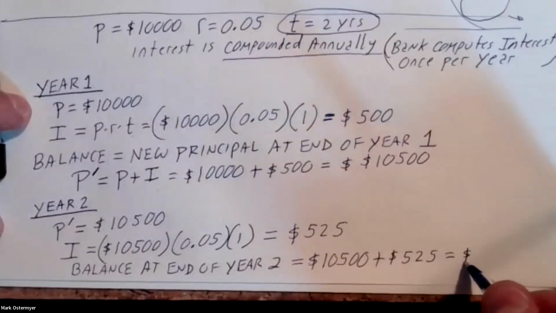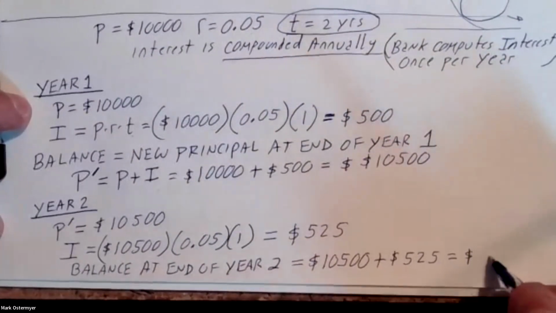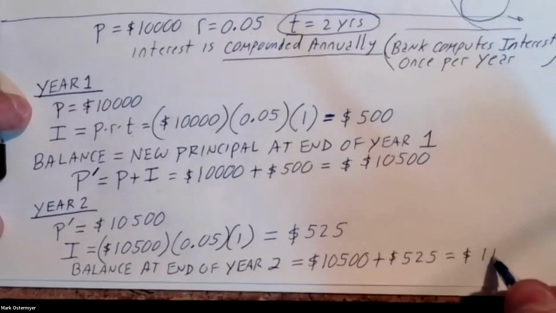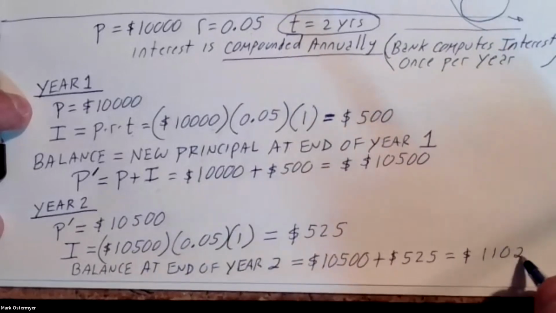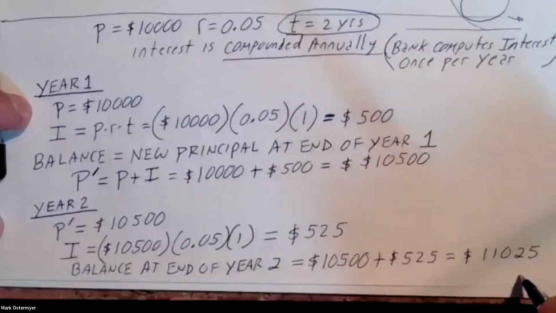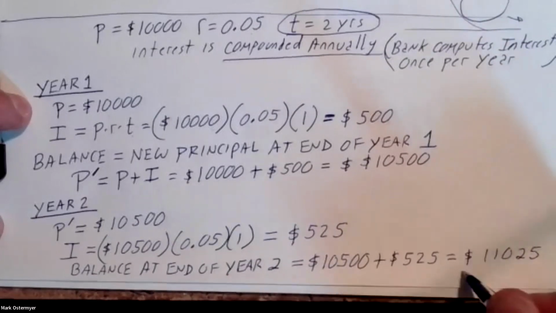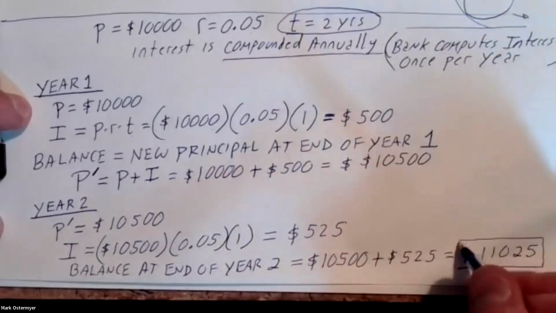How much money is going to be in our account after 2 years now? Just add these together, and what do we get? We get, what is it? $11,025. Is that correct? $11,025. I think I did that correctly. That looks good. Okay. Is that right? Yes, it's correct. So, ladies and gentlemen, you see how this is working here?